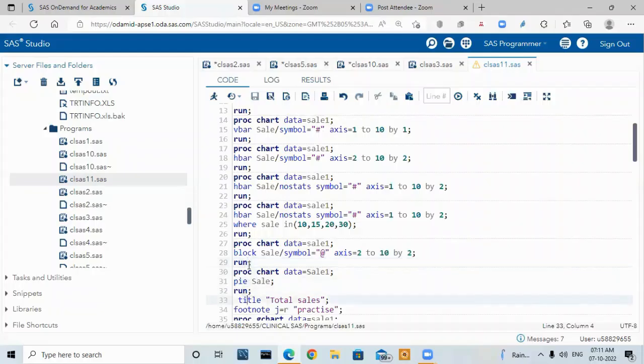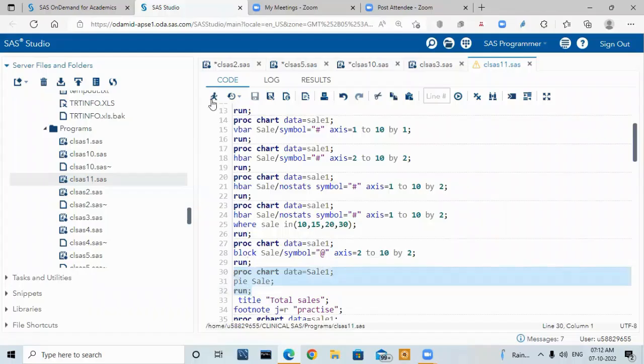Pie. So pie chart. You might have studied pie charts in your schools also. Pie is nothing but a circle. Pie means what? Circle. Understood? Pie in the form of circle. We are using the same proc chart procedure, and the same data, table sale one, and here we are drawing the pie chart for which variable? For the variable sale. So we can use proc chart here for drawing the pie chart also.